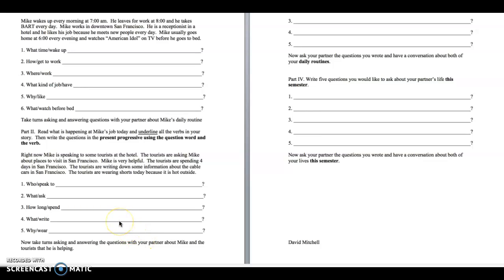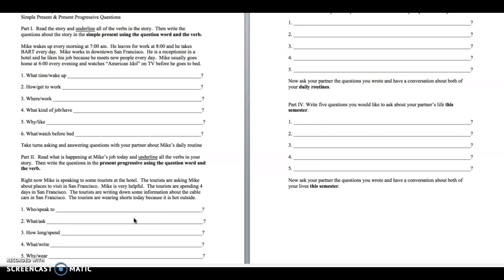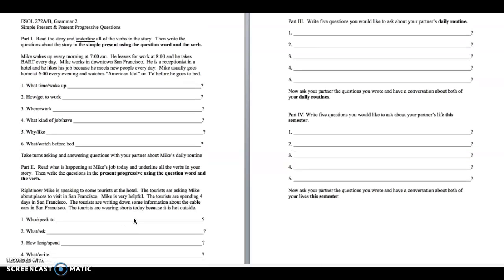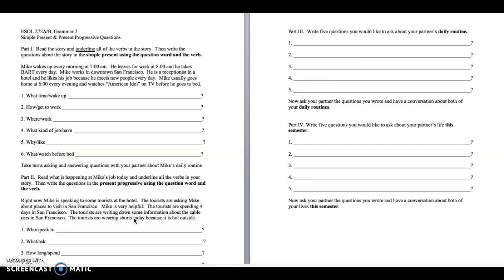So you're using the third person singular again. Mike is speaking to some tourists. The tourists are asking about places to visit in San Francisco. So they ask and answer each other questions. So it's fairly straightforward. But again, what I'm trying to do with this handout is focus on both question formation and contrasting the simple present, habits and routines, versus the present progressive, what's happening today, what's happening right now.